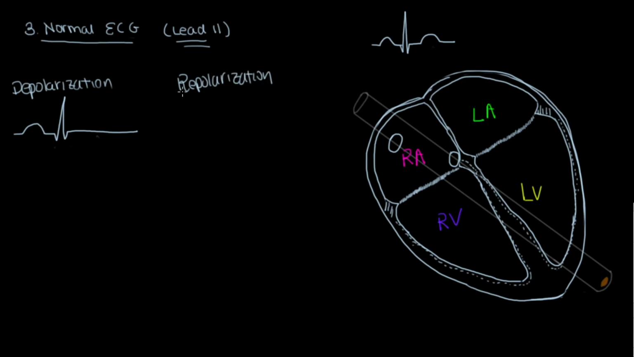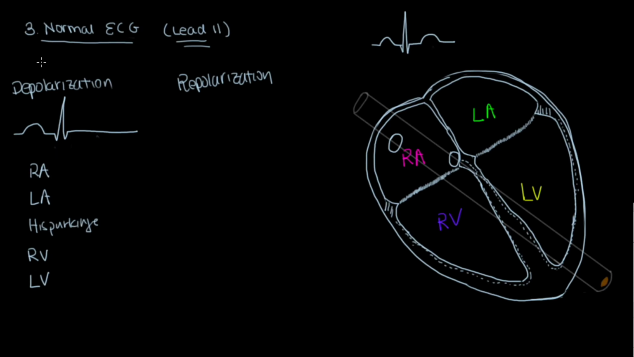The repolarization of all of the things that had depolarized. So go one by one. The right atrium had depolarized, left atrium, the His-Purkinje. I hope I spelled that correctly. The right ventricle and the left ventricle. So all of these things have depolarized. So we have to make sure all of them are repolarized.